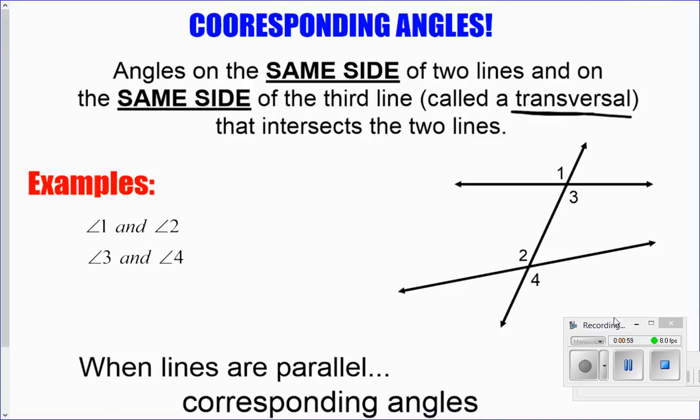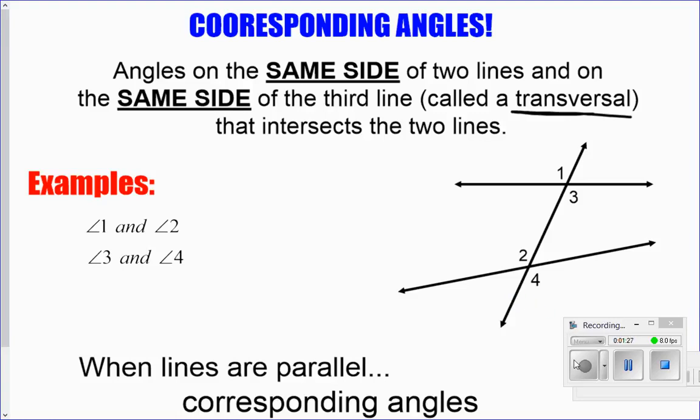Okay, so that sounds kind of confusing, but if I take a look at where the first line intersects with the transversal, I see that there are four angles there. I like to look at that as top left, top right, bottom right, and bottom left. Same thing happens with the next line where it intersects with the transversal. There's top left, top right, bottom right, and bottom left.